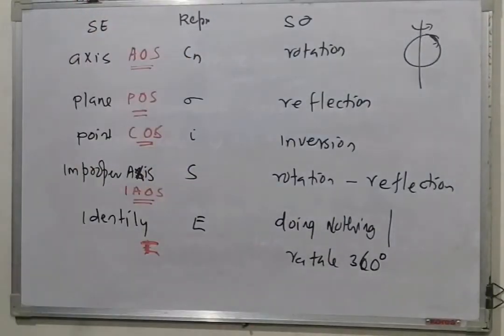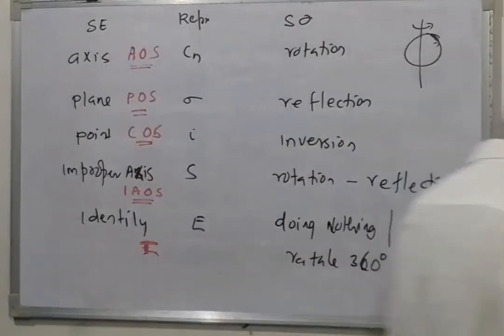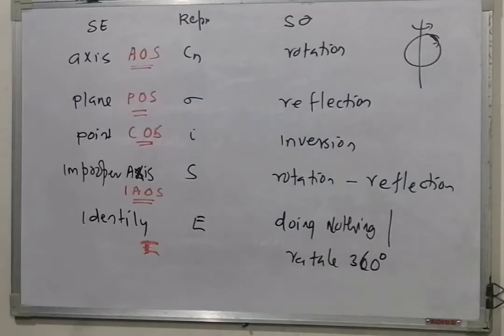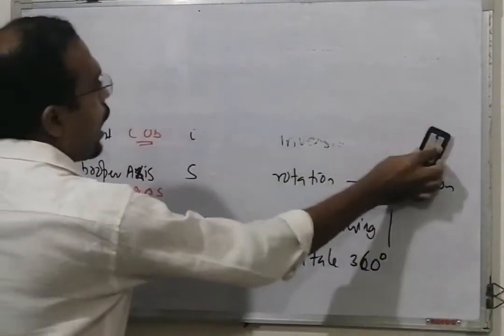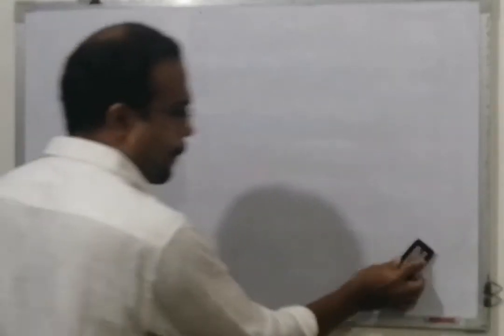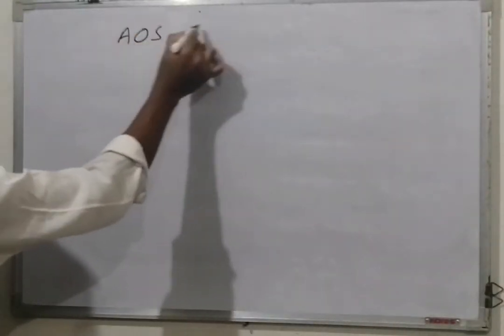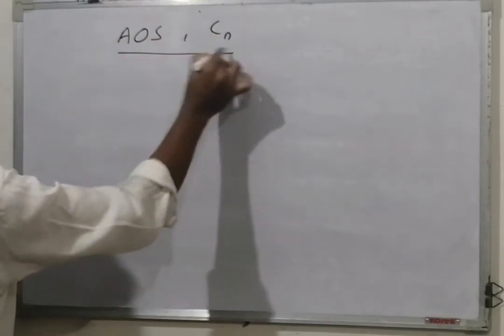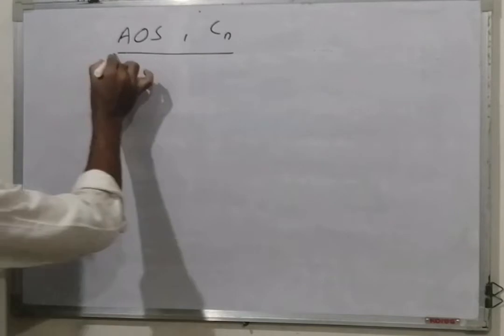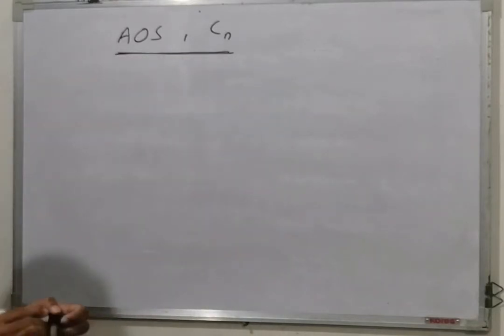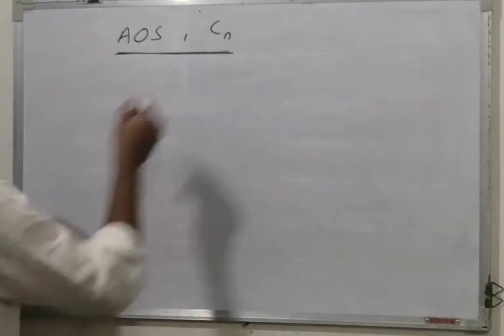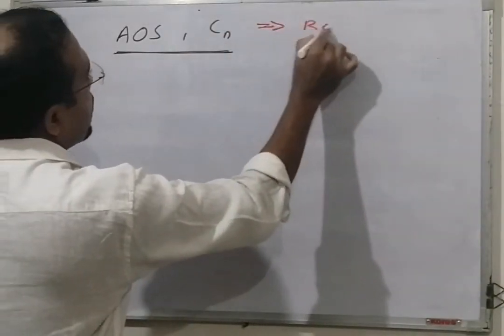Now first our idea is going to the axis of symmetry. Okay, dear students, we can go to the first axis of symmetry. The axis of symmetry is represented by Cn. What is an axis of symmetry? And the symmetry operation is called rotation.